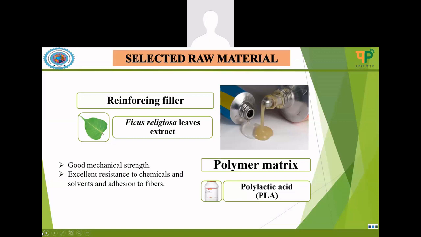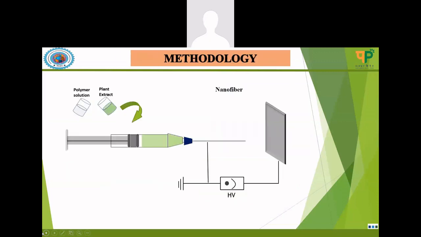Now, the reinforcing filler which we are using is the ficus religiosa leaf extract, and the polymer which we are using is polylactic acid, which has been used because of its good mechanical strength, excellent resistance to chemicals and solvents, and in addition to fibers.